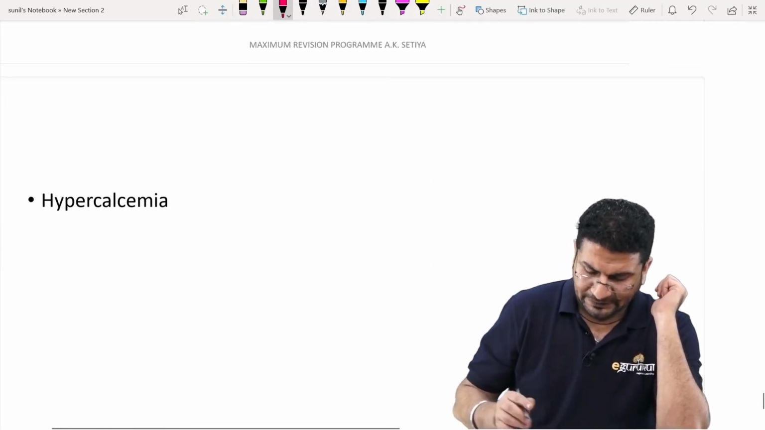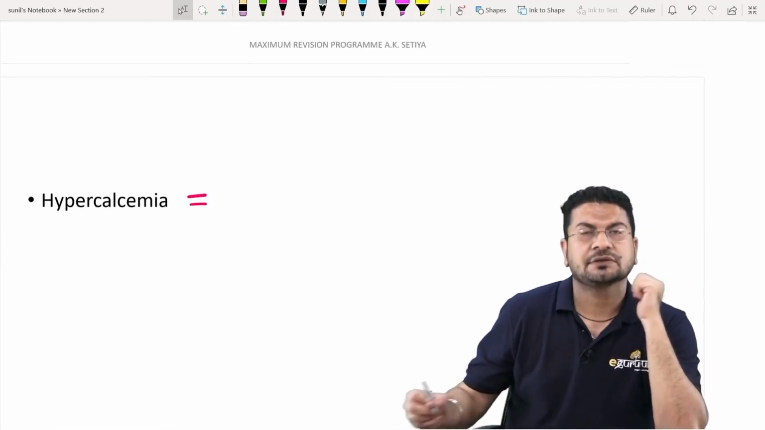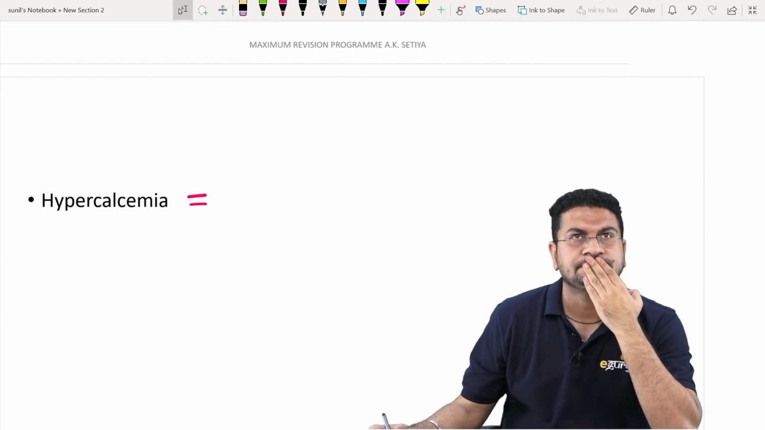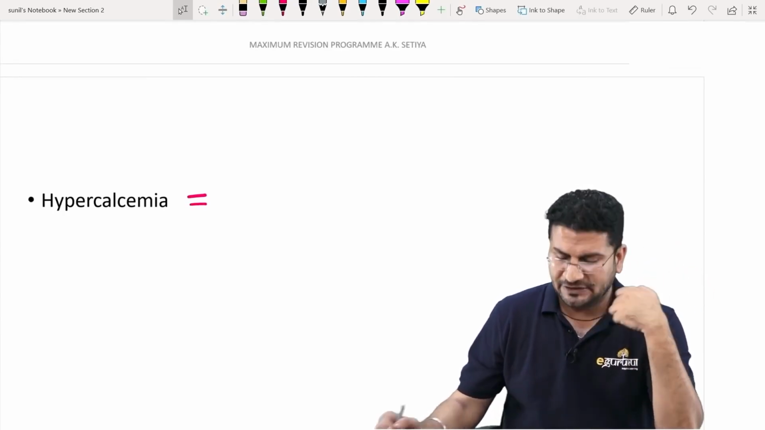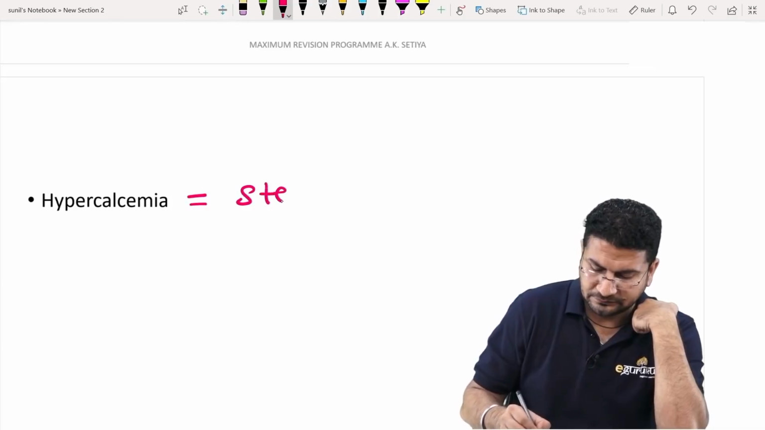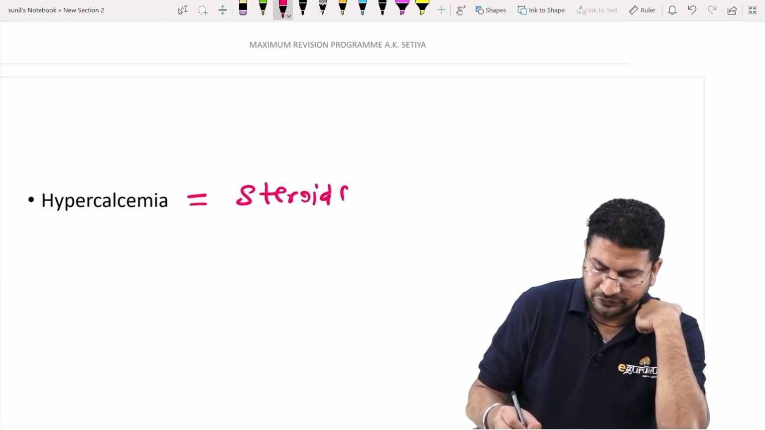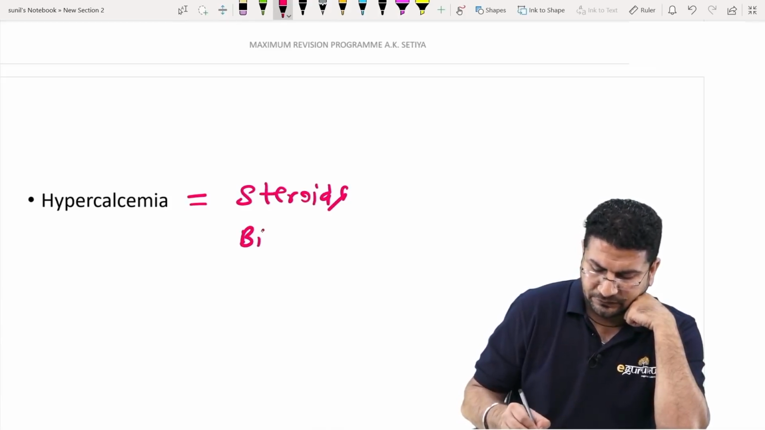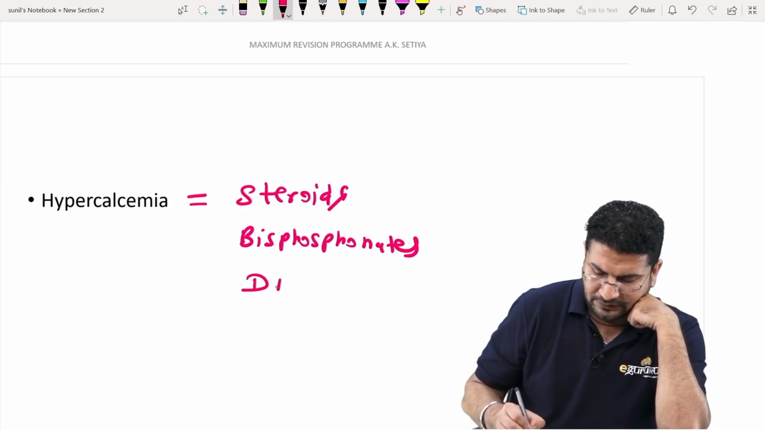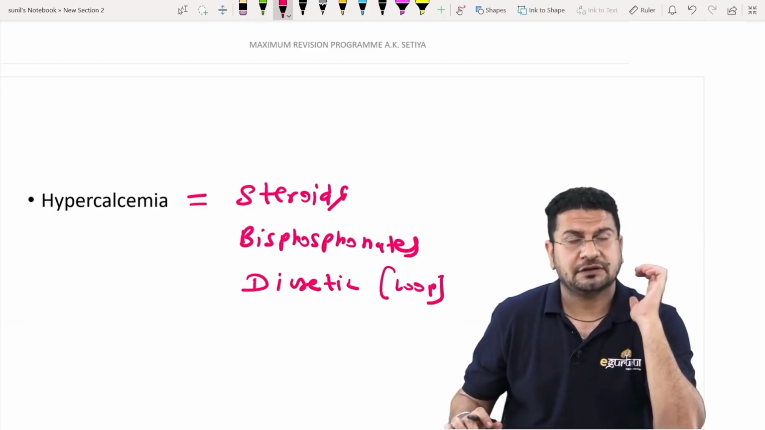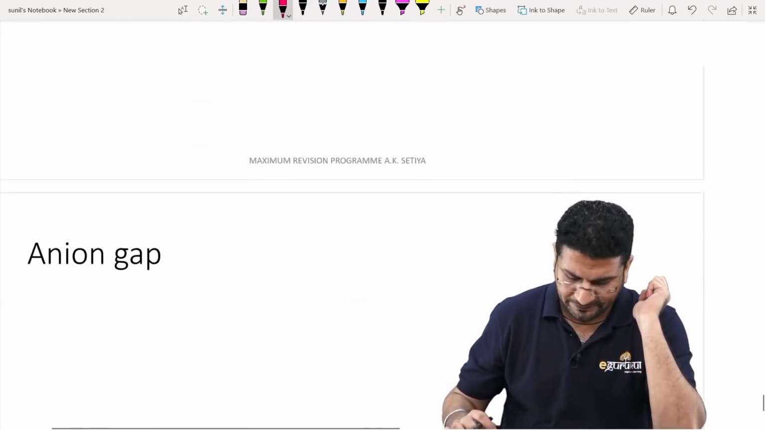If I say hypercalcemia, now there is more calcium. What to do? There are different causes, and based on the causes, we treat this. Like we can give steroids. If it is due to some autoimmune condition, we can give bisphosphonates. We can give diuretics, especially loop diuretics. So generally they ask questions on treatment of hyperkalemia.